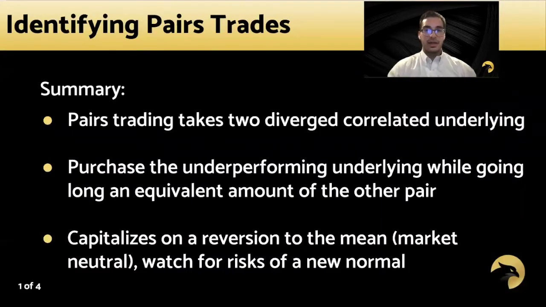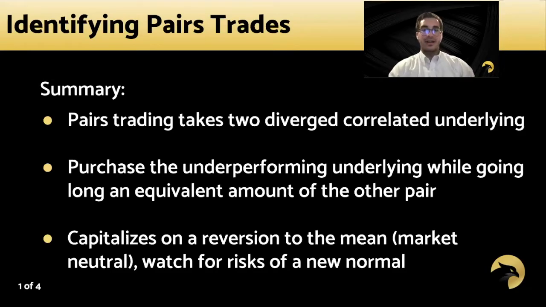Let's start with a brief recap of what pairs trading is. Pairs trading involves two correlated underlyings that have recently diverged. To initiate, purchase the underperforming underlying while going short an equivalent amount of the other pair. This allows you to capitalize on a reversion to the mean with no impact if both trend up or down. Be aware that historic correlations do not guarantee future ones, and the reversion is not guaranteed.